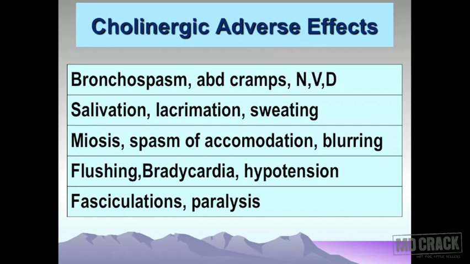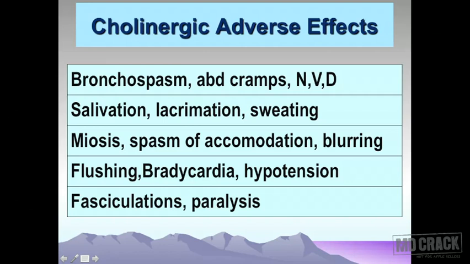It could also lead to abdominal cramps. NVD is nausea, vomiting, and diarrhea. Because acetylcholine increases the secretions, you could get salivation, lacrimation, and sweating. Because acetylcholine has an action on the muscarinic receptor sites in the sphincter pupillae, it is going to lead to miosis, spasm of accommodation, and blurring of vision.